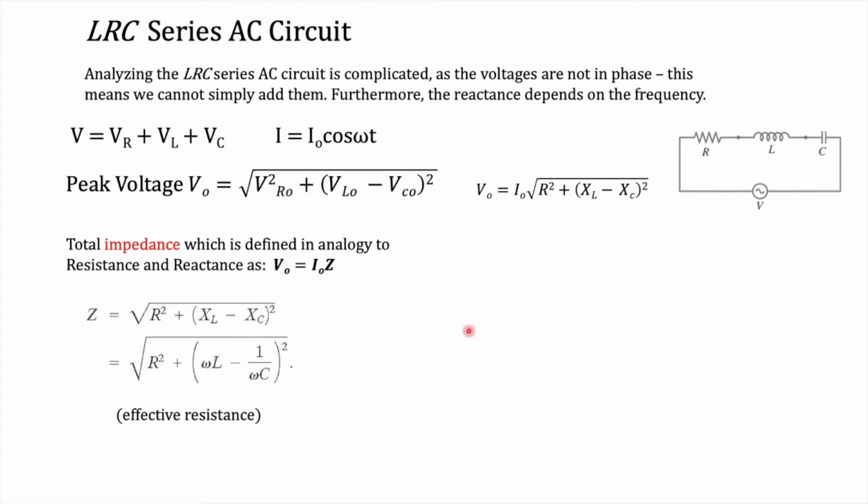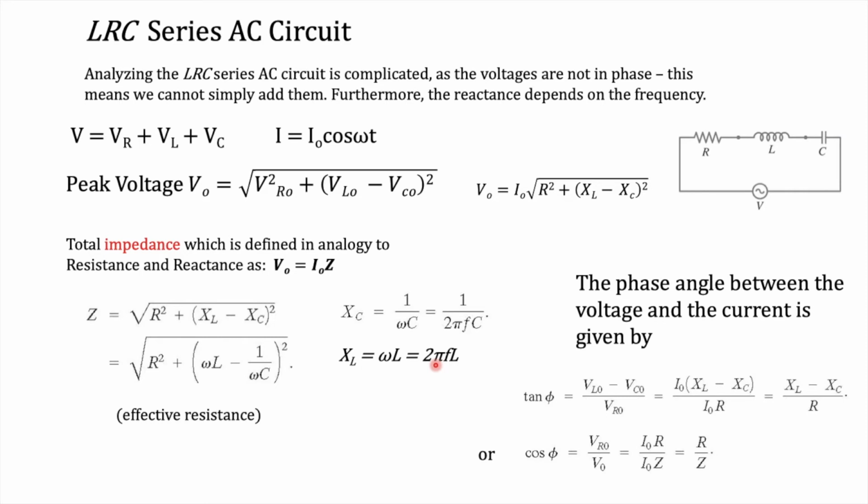And Z is equal to the square root of R squared plus (XL minus XC) squared, where you can replace XC by 1 over omega C, which is 1 over 2 pi f C, and XL by omega L, which is equal to 2 pi f L.